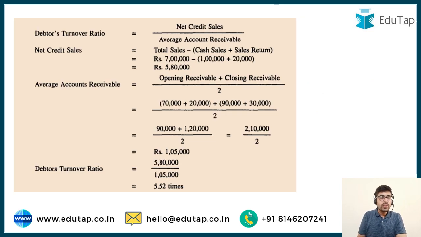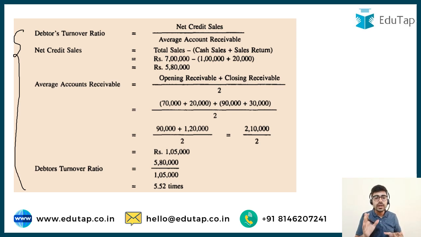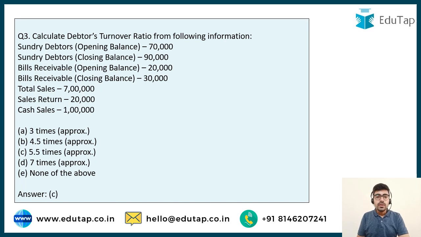So this is how this problem has been solved here. If you wanted a ready-made solution for it, this is what you can read and follow. Okay, so now debtor turnover ratio, how much is the answer going to be? We computed 5,80,000 divided by 1,05,000. So this is what we were getting.